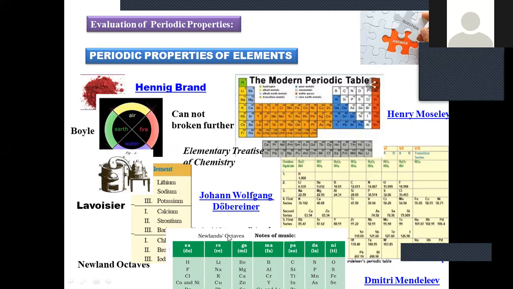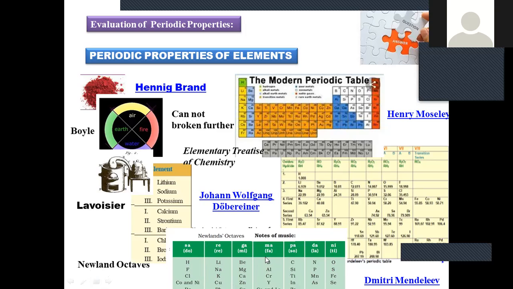This is a system which is purely based on the notes of music. How the music has sa, re, ga, ma, pa, da, ni, and again sa will come. That means there is a repetition of the note after a certain period. In a similar manner, when we move through elements, repetition of properties is possible after a certain period, just like how musical notes repeat at certain intervals. In the same way, elements repeat their properties after some interval. These are said to be Newlands octaves.